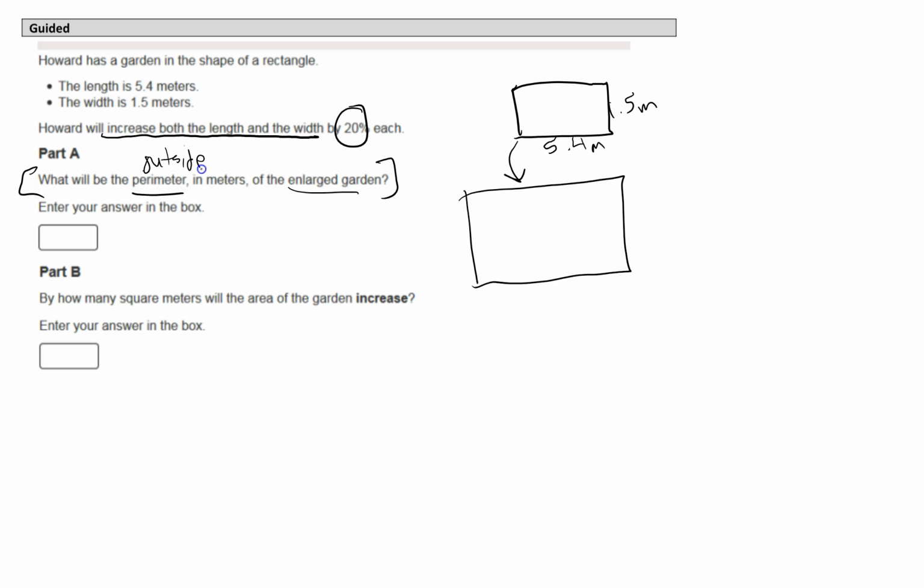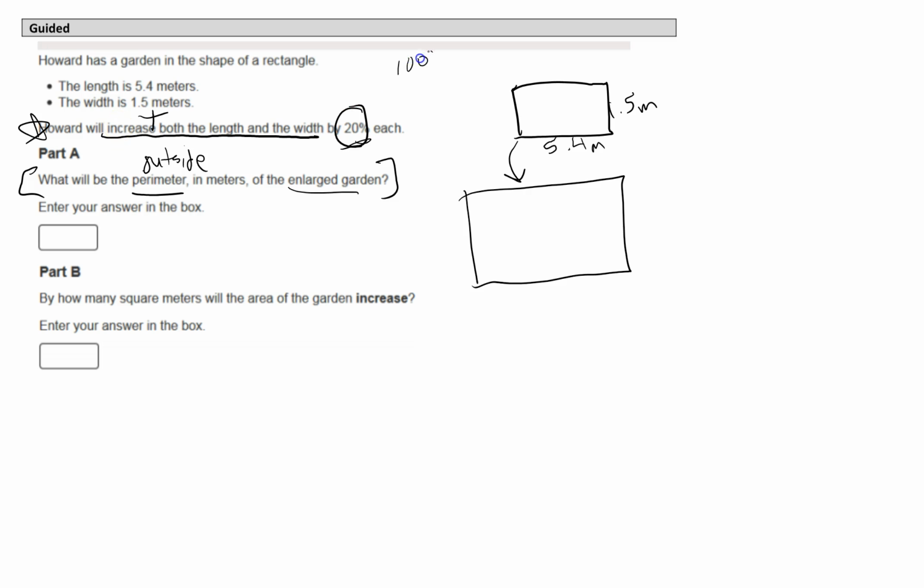So I need to add up all the sides, but I don't know the sides until I do this increase part. So first thing, anytime we see a percent, we could think proportions or decimals. I'm going to show you guys with decimals because I think that's a little easier. So 20% is going to be increased. Increase tells me this is an addition problem.